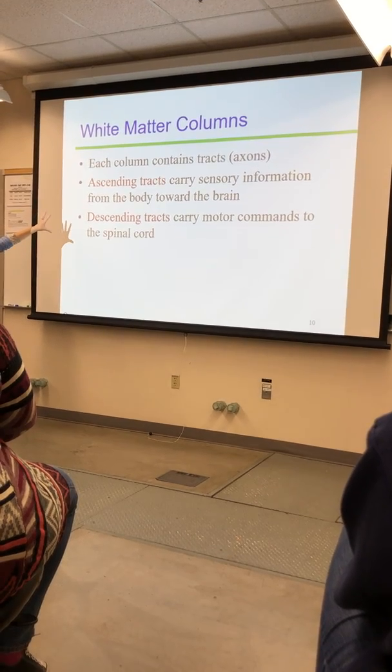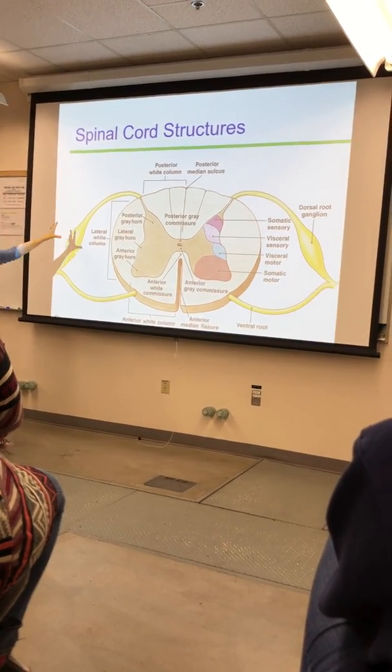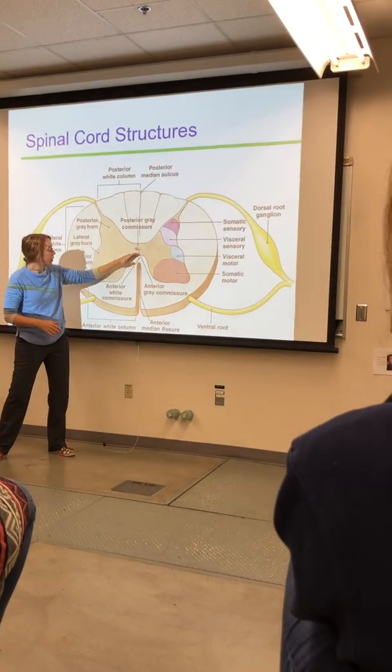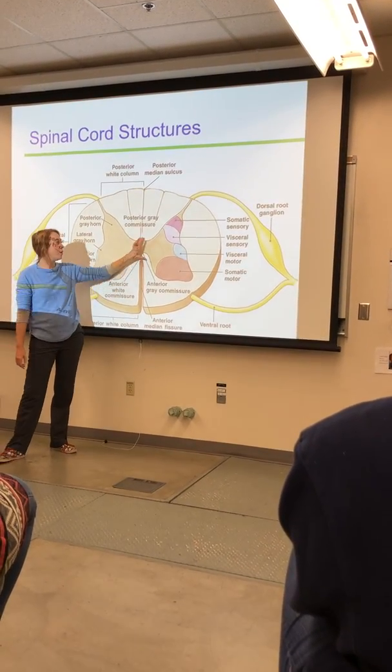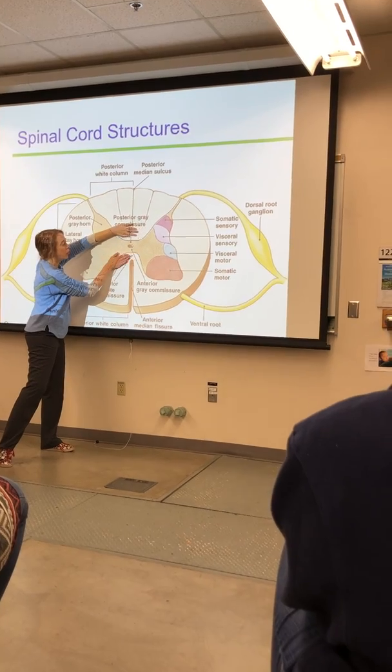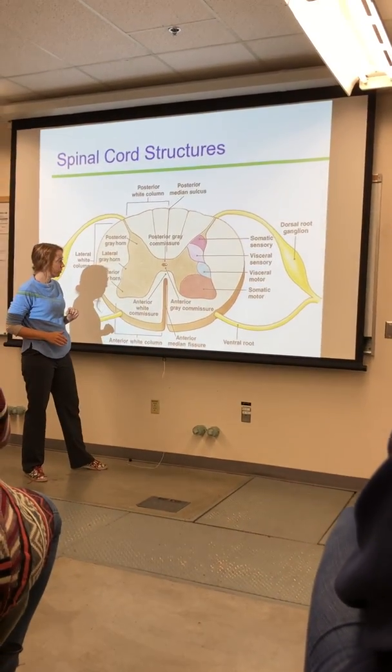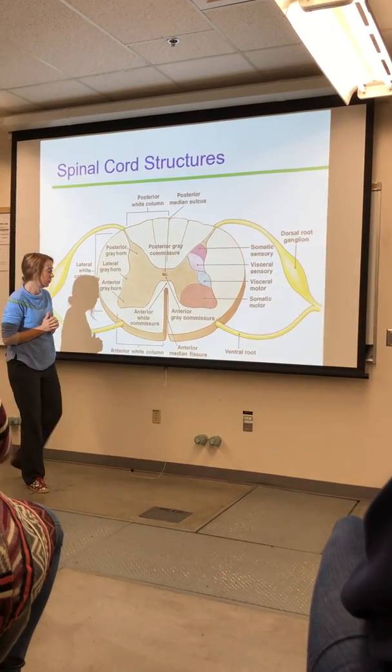This piece, I don't think is on your checklist. Okay, what else do we need to know? There's the gray commissure. The white commissure would be the white around it. This white matter that's around it, near the central canal.